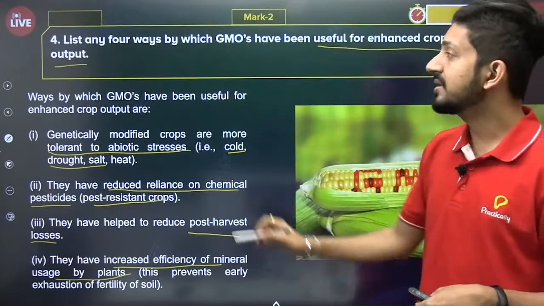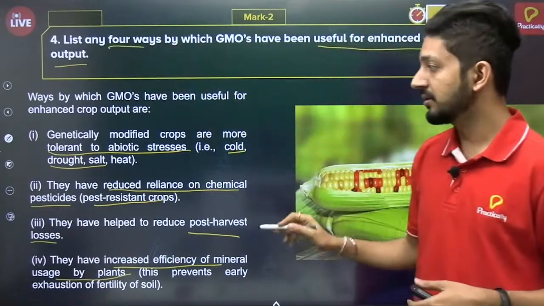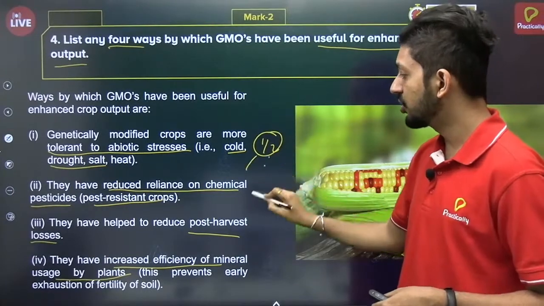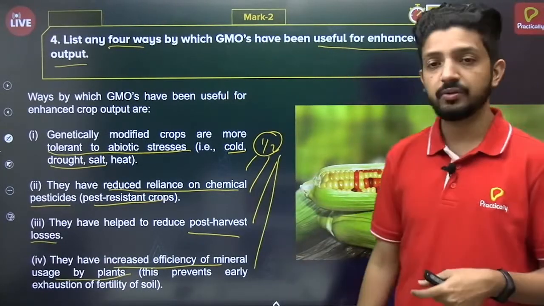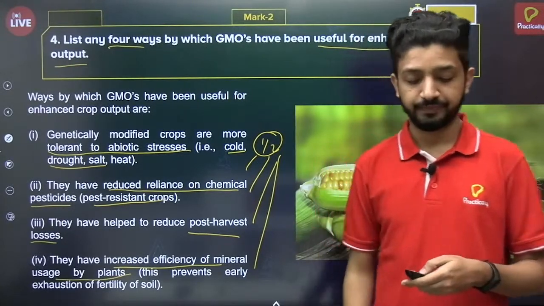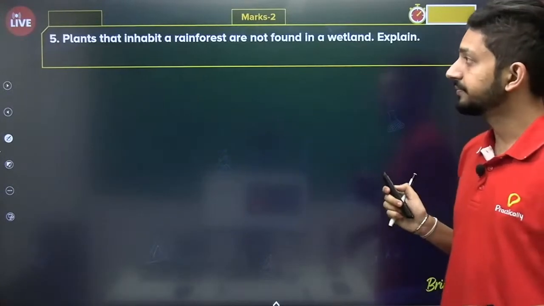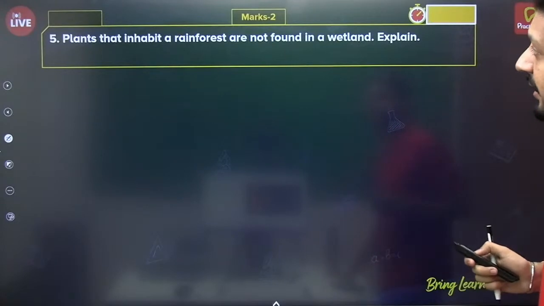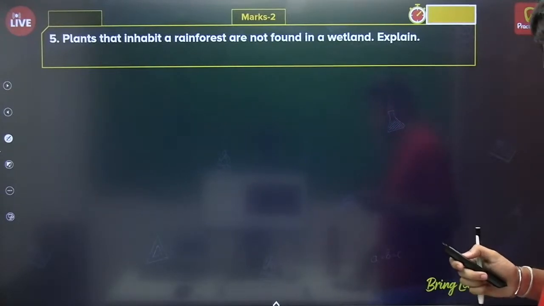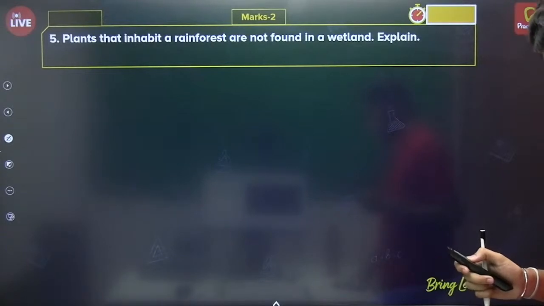Okay, so since they have asked 4 ways in this, you will get half mark for each way. Okay, so if we mention all 4 of them, you will easily get 2 marks. Let's move ahead. Plants that inhabit a rainforest are not found in wetland. Explain why.